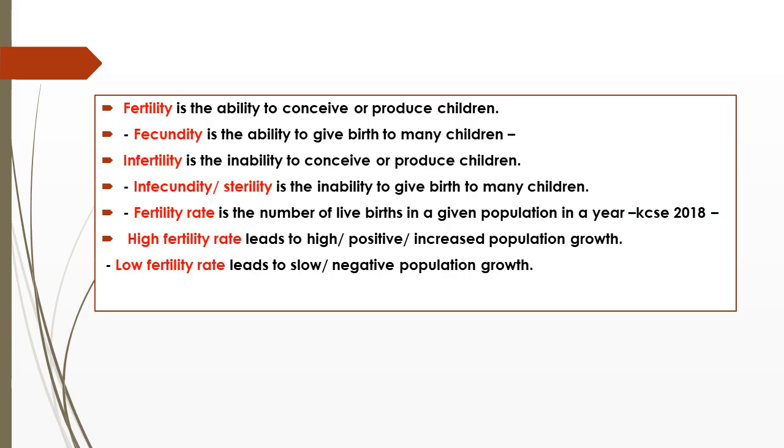So when we say high fertility rates, it means that there is increased population growth. The number of live births within a given year has increased, is what we call high fertility rate. And when that slows down, then we have what is called a low fertility rate. So the number of children that are being born within a year, when it declines, then we have what is called a low fertility rate.